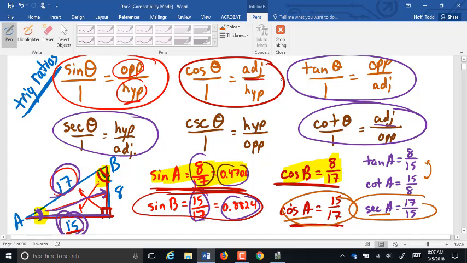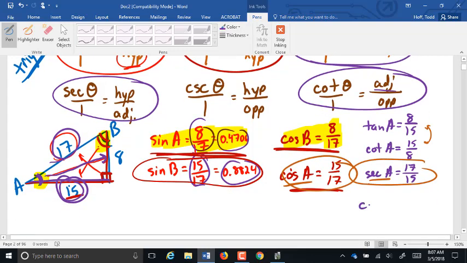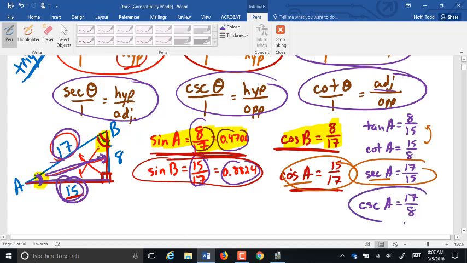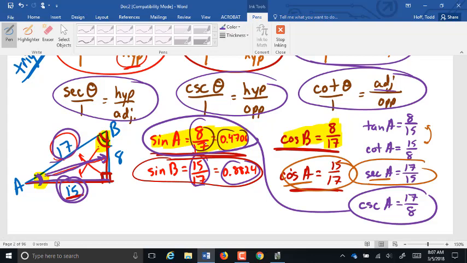And finally, the cosecant of A. Cosecant is hypotenuse over opposite. Well, here's A. The hypotenuse is always 17 for this triangle, no matter what angle we're looking at. But for angle A, the opposite side would be the 8. Notice that cosecant of A is related to the sine of A. It's the reciprocal. If the sine is 8 over 17, the cosecant is 17 over 8. Flip it over.